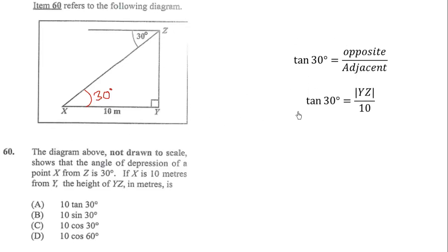So we substitute to get this. Now when we multiply both sides by 10, so that we get rid of this, then we will obtain 10 tan 30 degrees is equal to YZ. So 10 tan 30 is option A.